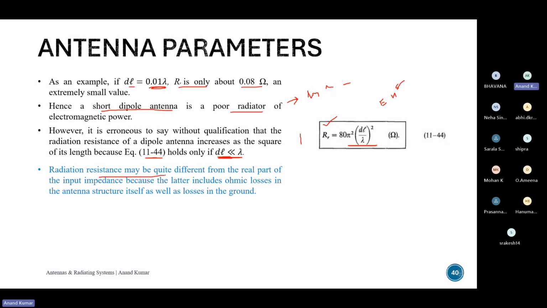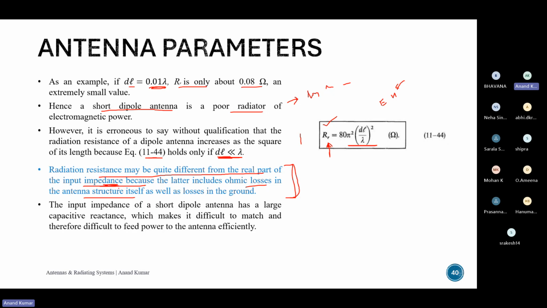So the radiation resistance may be quite different from the real part of the input impedance, because the real part of the input impedance includes ohmic losses in the antenna structure itself. We will come across this later, but we have to ensure that we do not confuse radiation resistance and the input impedance. These are two different terms.